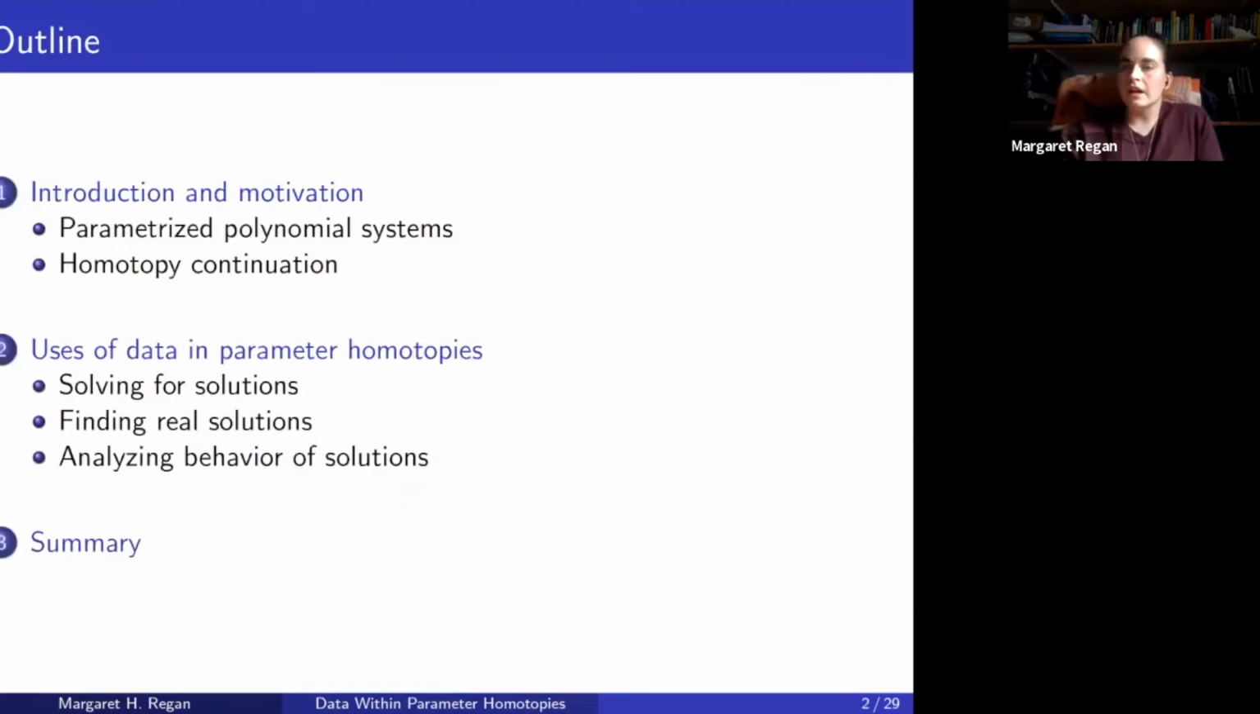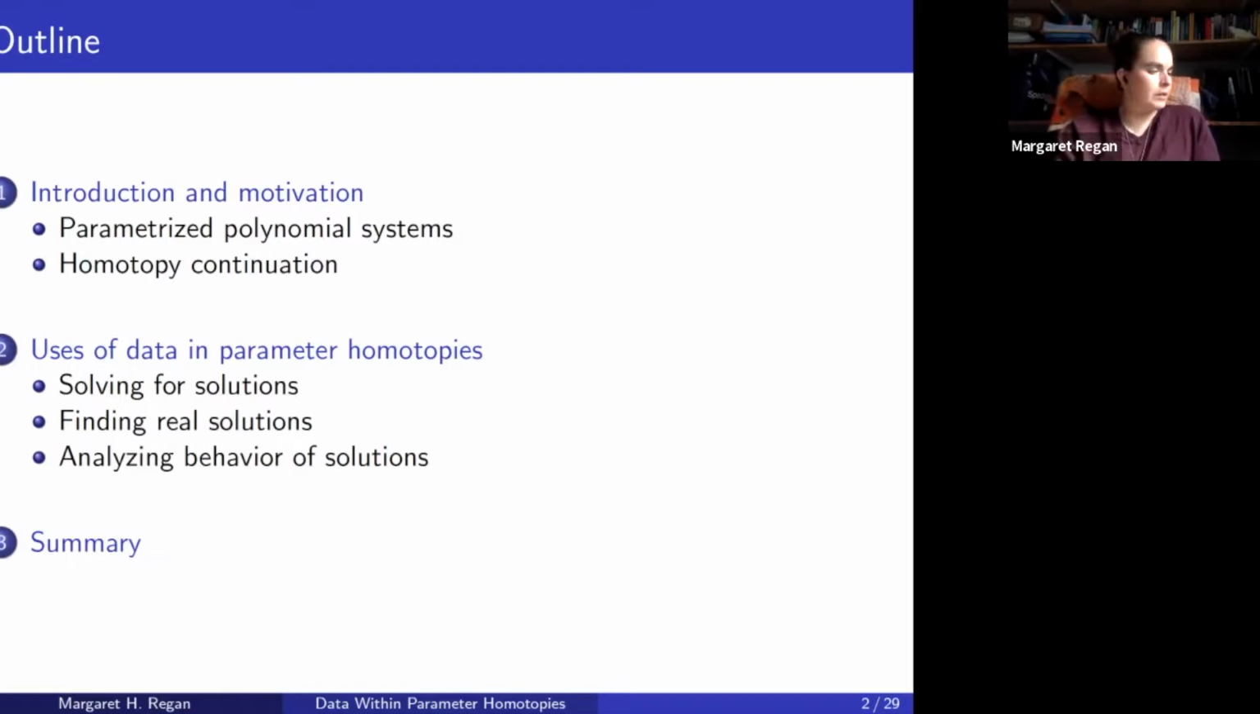And so what I'm going to start with today is a little bit of an introduction on what parameterized polynomial systems are, where this data would go, how that then looks in terms of the algebraic geometry, more theory of using homotopy continuation to solve these problems. And then I'll go into a little bit more details on how we use the data within these parameter homotopies for specific examples in computer vision and kinematics.